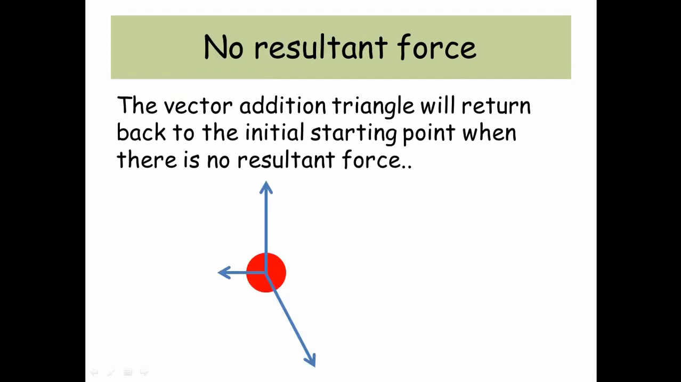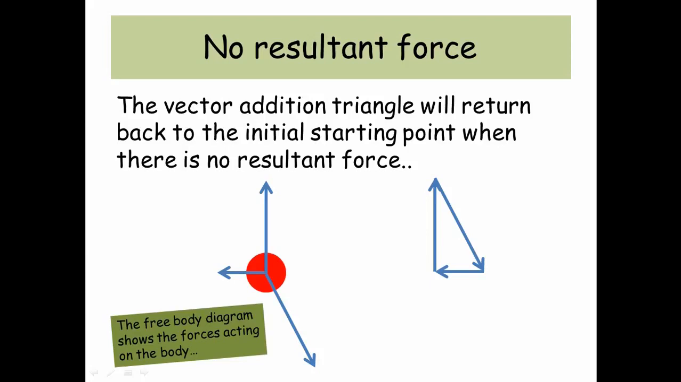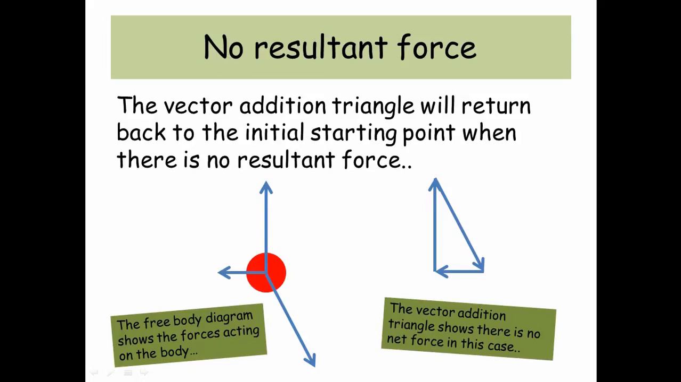No resultant force. The vector addition triangle will return back to its initial starting point when there is no resultant force. So we've got a free body diagram on the left, and then if I just add up the vectors, you can see we end up right back where we started, and that means that there's no resultant force. So the free body diagram shows the forces acting on the body on the left, and then the vector addition triangle shows that there is no net force in this case.